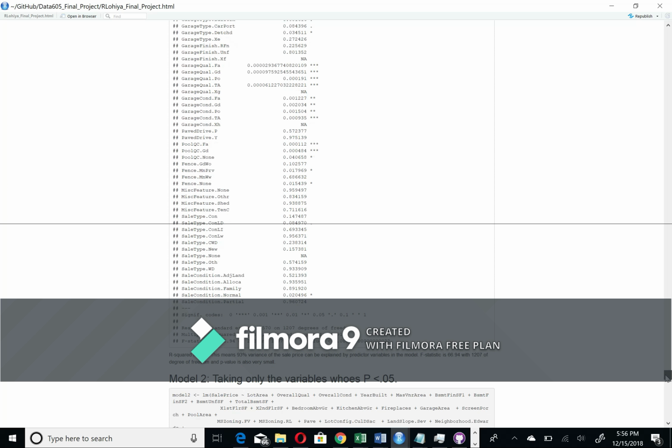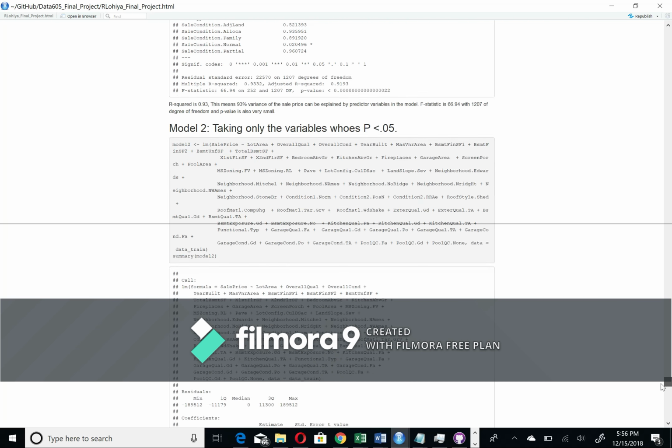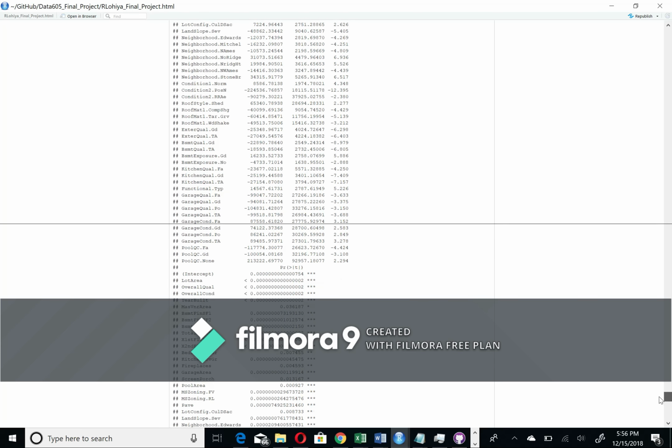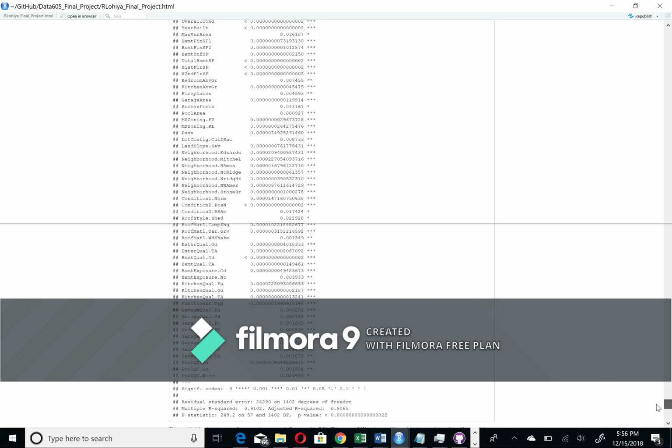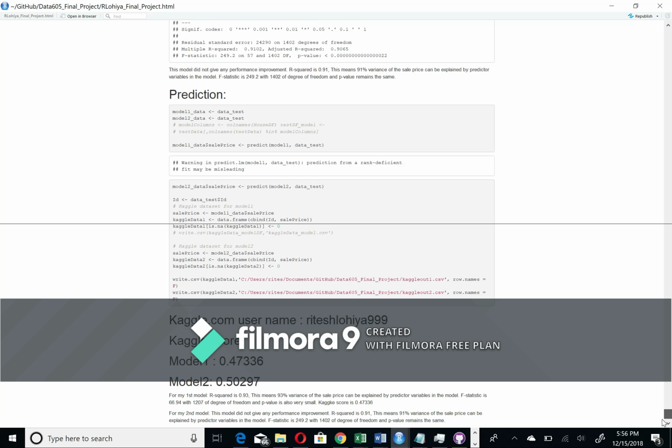Then, for the second model, I took only the variables that were very significant from the first model, and doing this I got an R square value of 91%, a little bit lower than the first. I did the predictions, and I submitted both predictions to Kaggle, and here are the scores. For model 1 I got 0.47, and for model 2, 0.50.